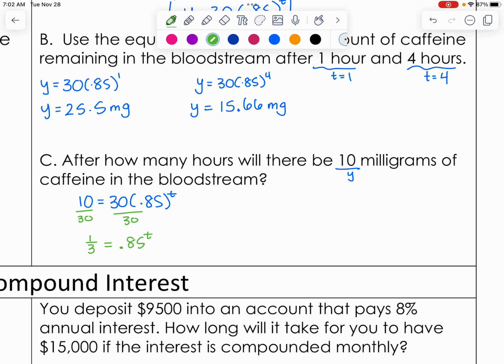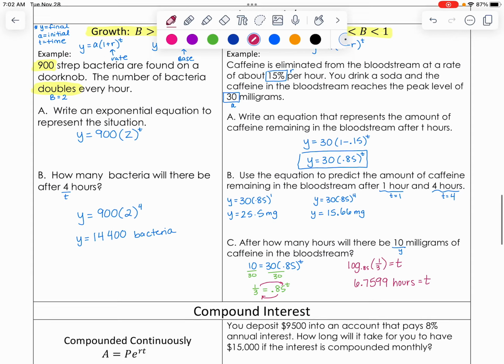Now I need to get t out of the exponent, so this is where we're going to switch to log form. I'm going to have base 0.85 of 1/3 equals t. So log base 0.85 of 1/3 equals t. And now I just need to plug that into my calculator. And I get 6.7599 hours is how long it will take. And that's growth and decay.